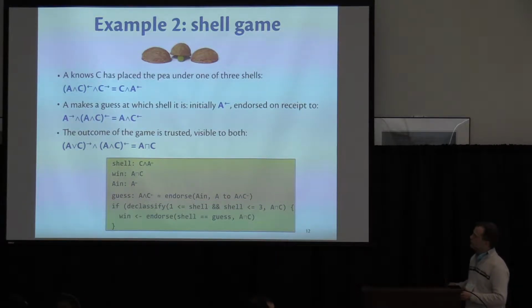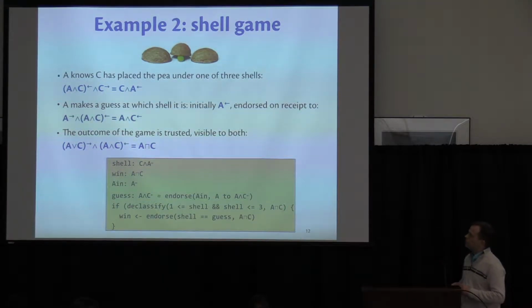If you think about the security policies of this game, we can actually express them with the kinds of labels I've been talking about. For example, Alice knows that Chuck has placed the P under one of the three shells. What that says is the information is trusted by Chuck. Otherwise, Alice might move the P herself. And it's also secret to Chuck, of course, because Alice shouldn't know ahead of time. But Alice needs to believe that there actually is a P in there. So Alice's integrity is needed.